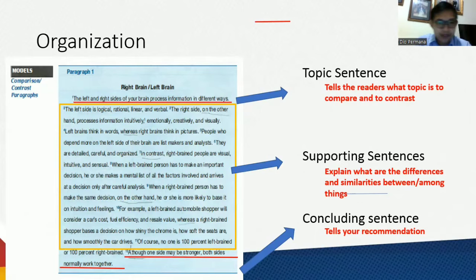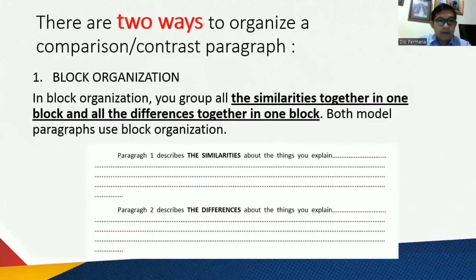As you can see here, it's about "although one side might be stronger, both sides normally work together." So in this concluding sentence, the author tells the reader about the author's recommendation. These three indicators should be there in your comparison and contrast paragraph.